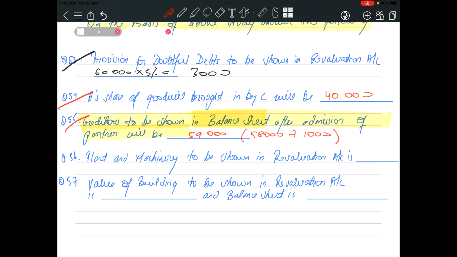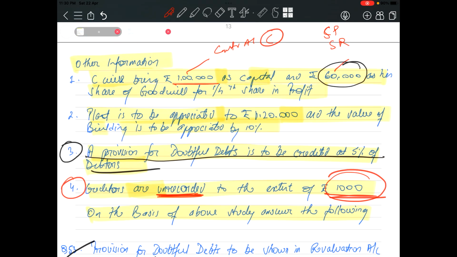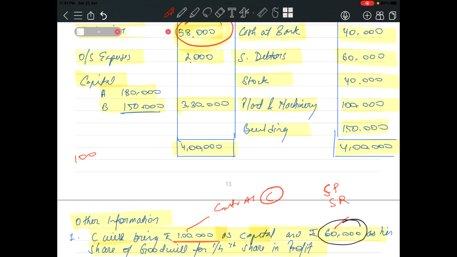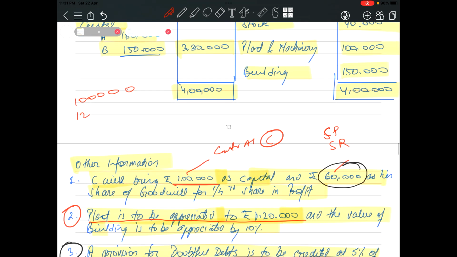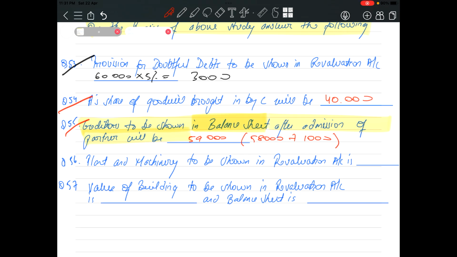Now question number 56. Plant and machinery to be shown in revaluation account. What is the data given on plant and machinery? Point number 2 says plant is to be appreciated to rupees 1,20,000. What was the value of plant in the balance sheet? 1 lakh, the book value. The new value is 1,20,000, so there is a gain of 20,000. Where will this gain go? It will go to revaluation account. So plant and machinery to be shown in revaluation account is 20,000. Simple and easy.